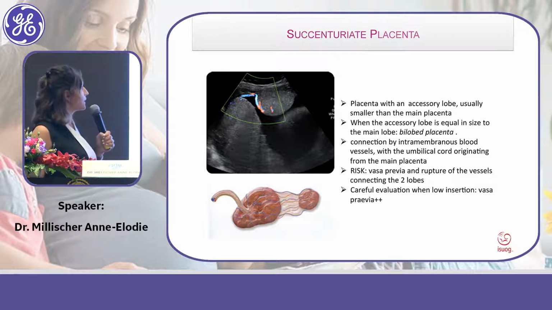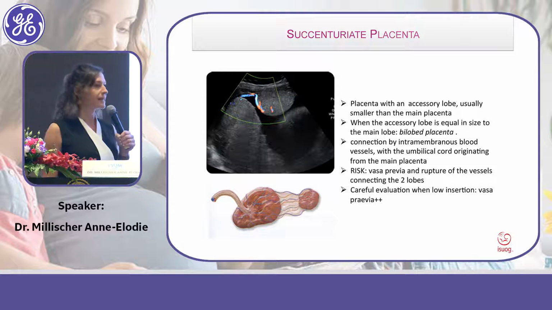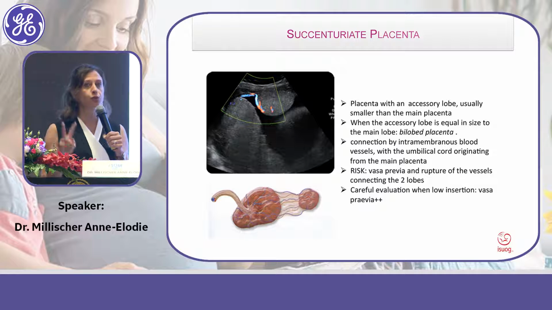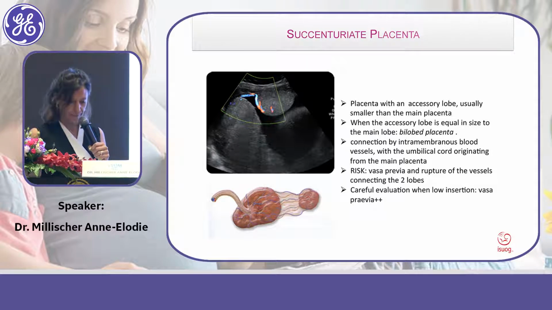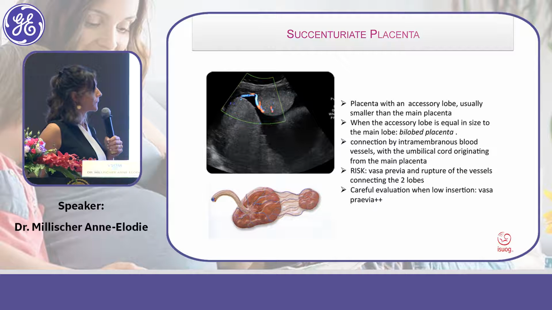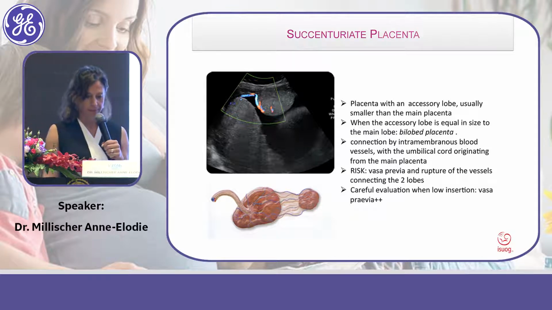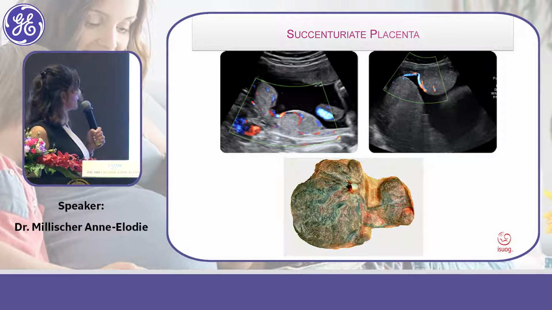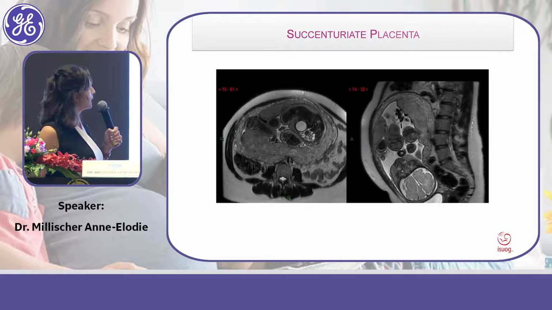Just to notice that the definition of bilobed placenta is just a succenturiate placenta, but with two equal lobes. Và có một cái định nghĩa cũng tương tự như cái định nghĩa này, đó là bánh nhau hai thùy, đó là khi cái thùy phụ này nó có cái kích thước gần tương đương với cái thùy chính. You can see that on MRI we can diagnose this succenturiate placenta with the vessels between the two lobes for this example of fundal placenta.